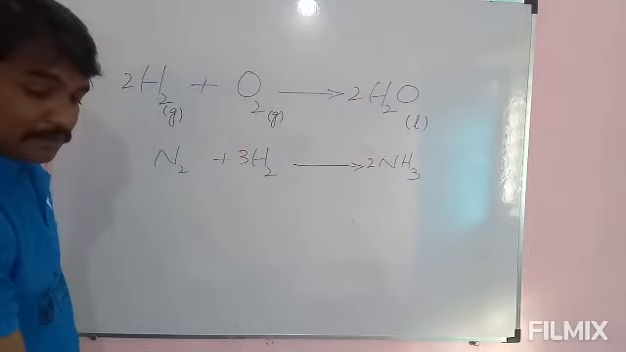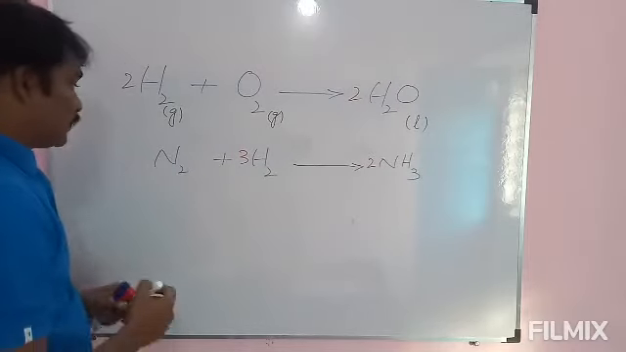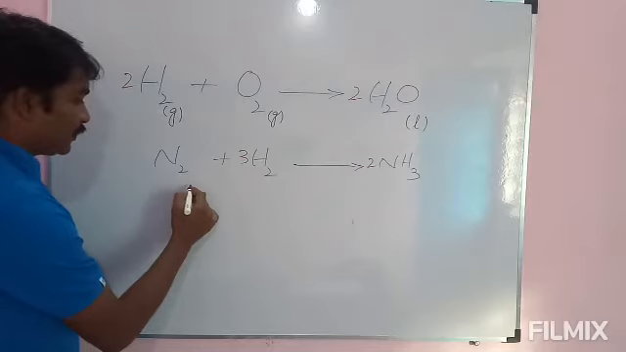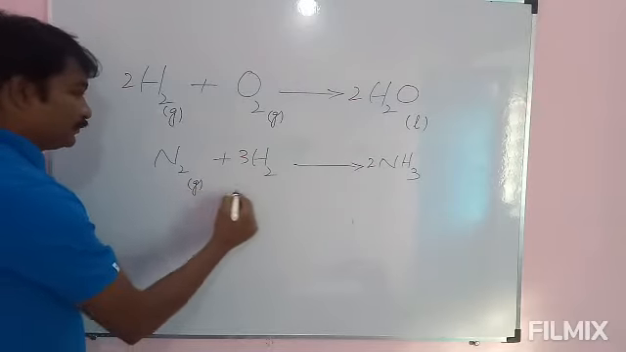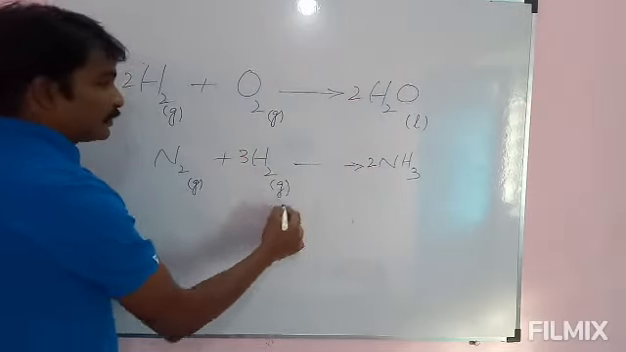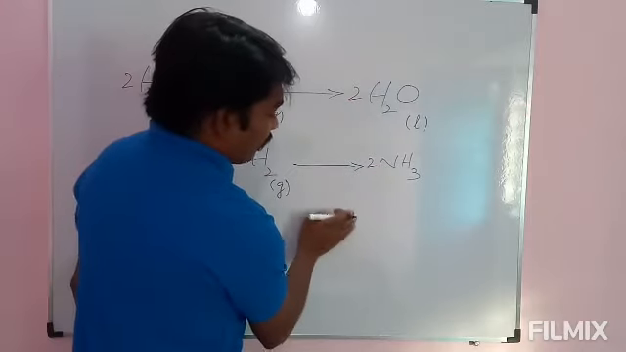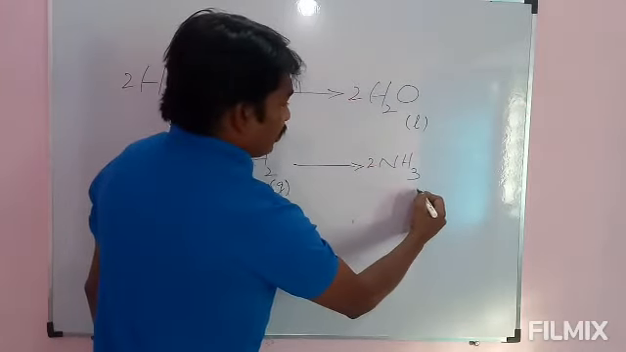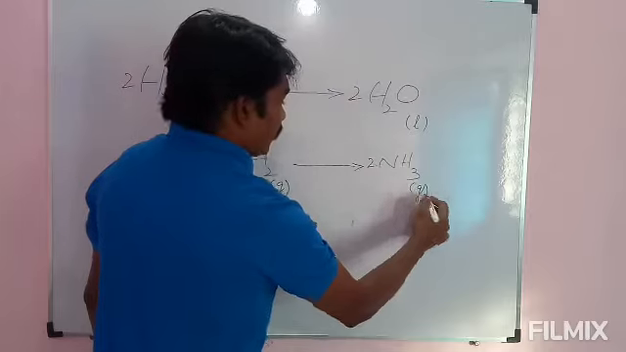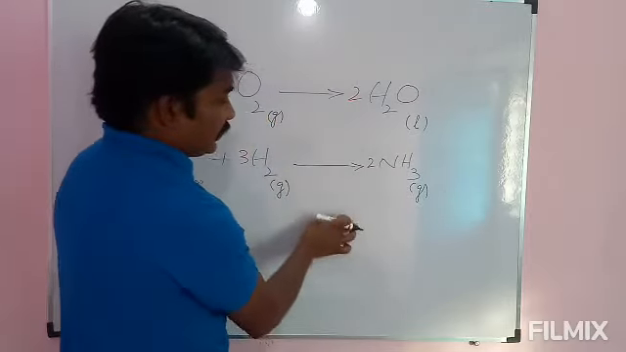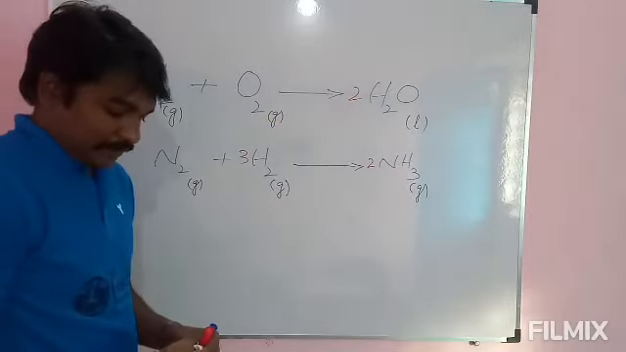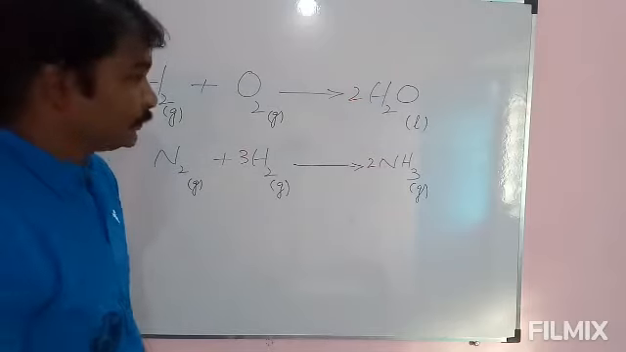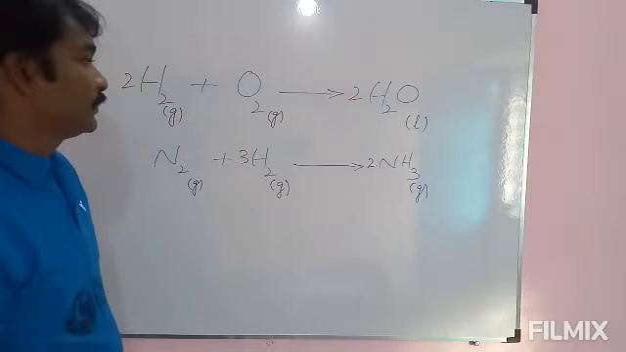And see here, the physical state of nitrogen. Nitrogen is a gas. Hydrogen is also a gas. And ammonia is a liquid, but first it is formed in the form of gas. That's why we are representing it with the G here. G in bracket. Ammonia gas is formed.